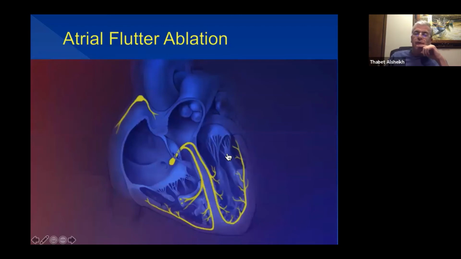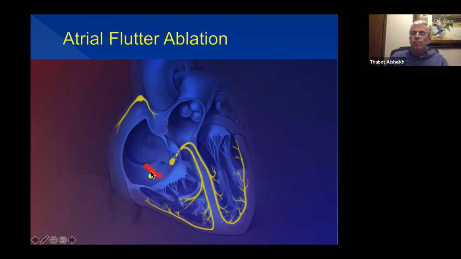Regardless whether it is clockwise or counterclockwise, as long as you define the isthmus as the area necessary for that circuit to go around, all you have to do for ablation is to put one dot of ablation at a time next to each other and create a line, a roadblock. Transmural ablation, creating a scar. Scar does not conduct electricity, so you block that circuit from going around. It no longer can go around in circles.